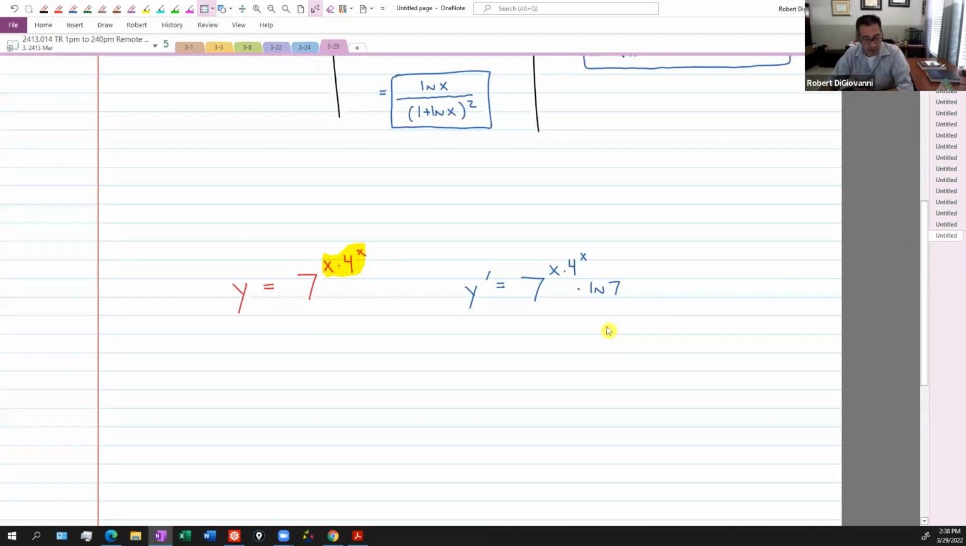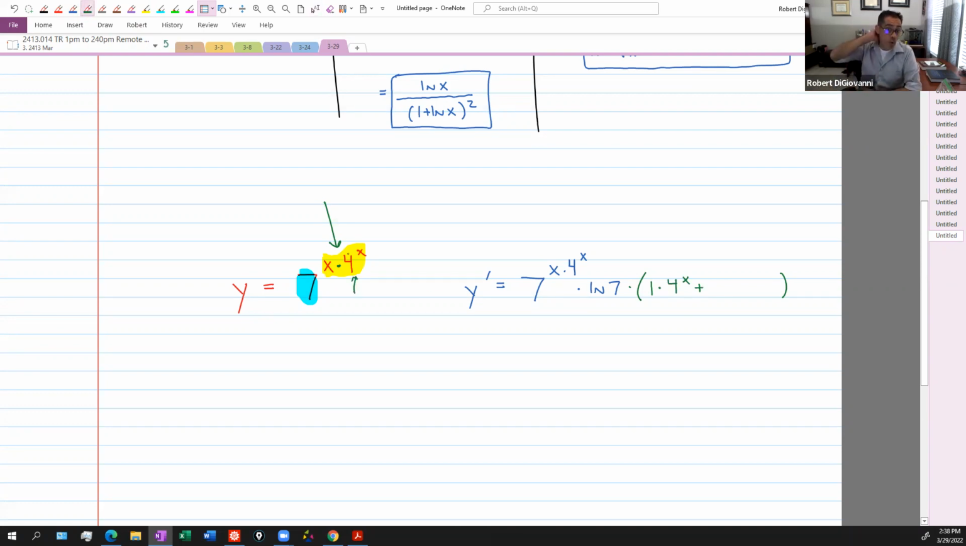But I'm not done, because I've only taken the derivative of the 7 part, 7 to that power. I now need to take the derivative of what's up here, which is a product rule. So when I do my product rule, I take the derivative of the first one, the derivative of x, which is 1, times the second one, plus now the derivative of the second one.